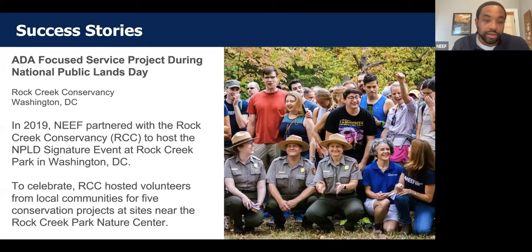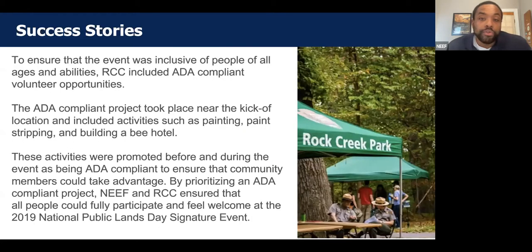To help celebrate, RCC hosted volunteers from the local community for 5 conservation projects at sites near Rock Creek Park Nature Center. To ensure that the event was inclusive of people of all ages and abilities, RCC included an ADA compliant volunteer project. The ADA project took place near the cook-off location. They wanted to ensure that these folks did not have to travel too far to get to their project location. The activities included important work the park needed done, but that could be done by anyone of any age or ability, such as painting, paint stripping, or building a bee hotel. The bee hotels were then put up in the park to encourage pollinator habitat.